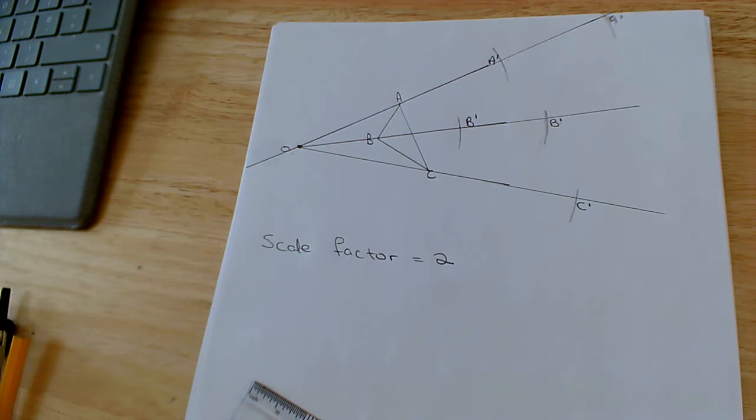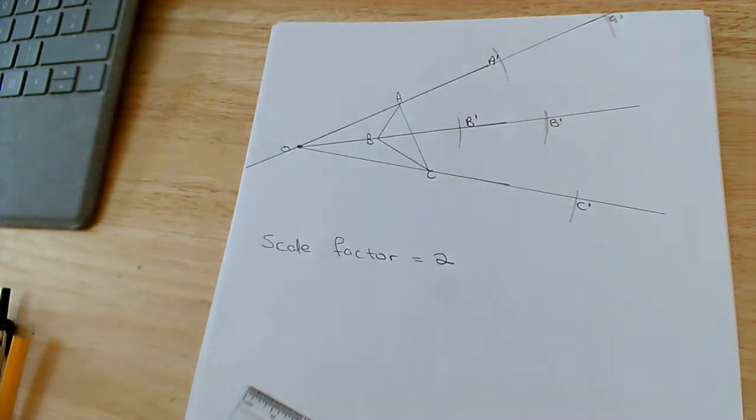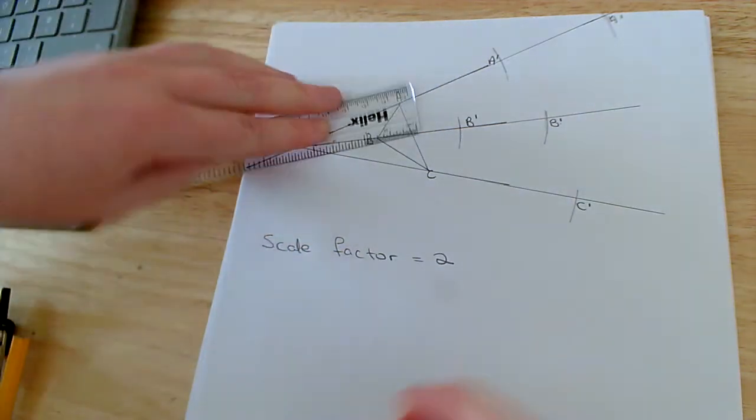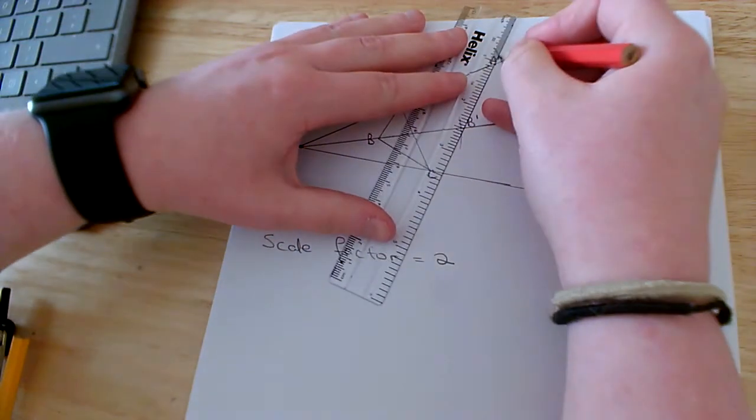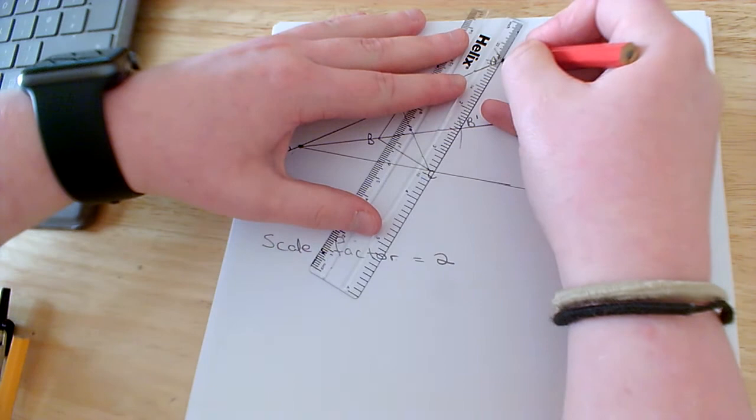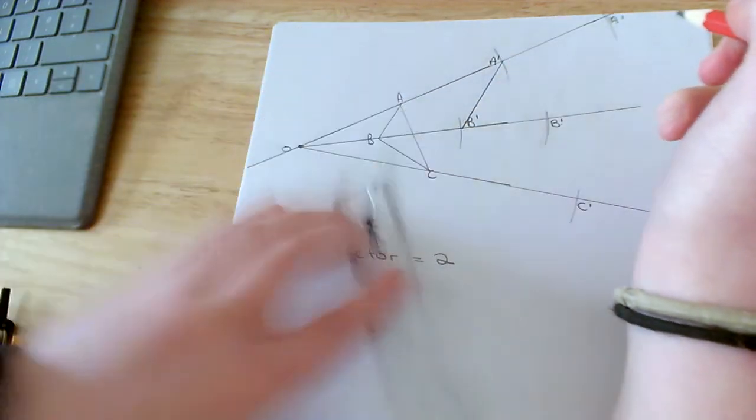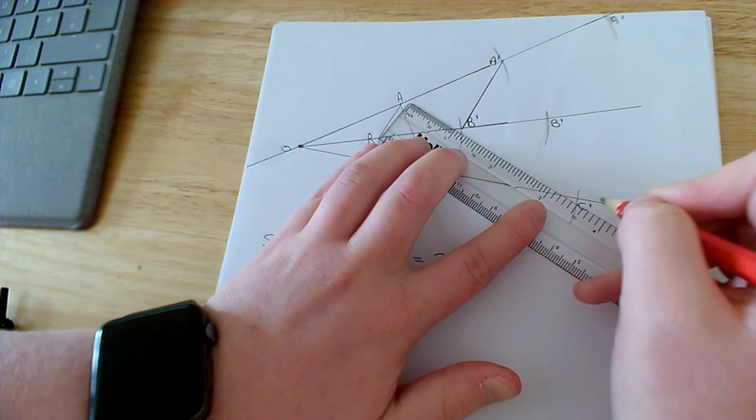Now I have all my new points, and I need to draw the triangle A dash B dash C dash. The triangle A dash B dash C dash is the image of the triangle ABC under the required enlargement. So A to B to C.